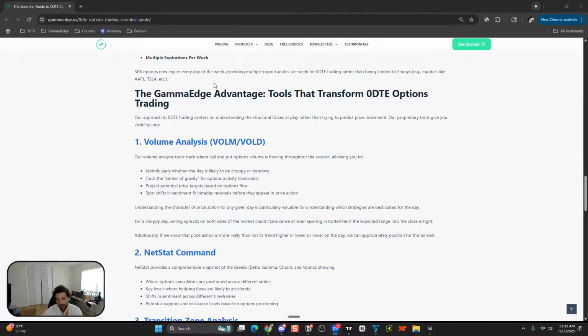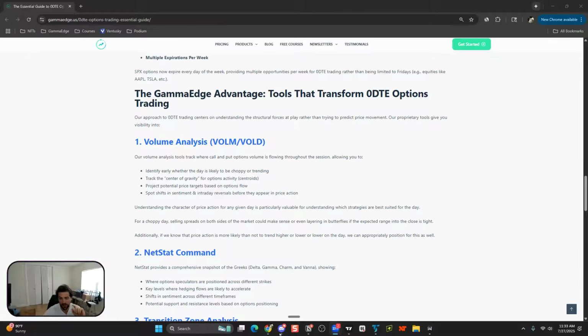So getting into GammaEdge specifically, how do we help you with SPX 0DT? Well, there are a couple different ways that we do that. The first tool we look at is our intraday volume analysis. We're looking at SPX 0DT specifically, at the call volume and the put volume throughout the session. The reason is it tells us a few different things: A, what the character of price action is, that is either trending or choppy; B, what those key upside and downside levels are; and C, it helps us project out where the potential path of price could go through the close of the current cash session.